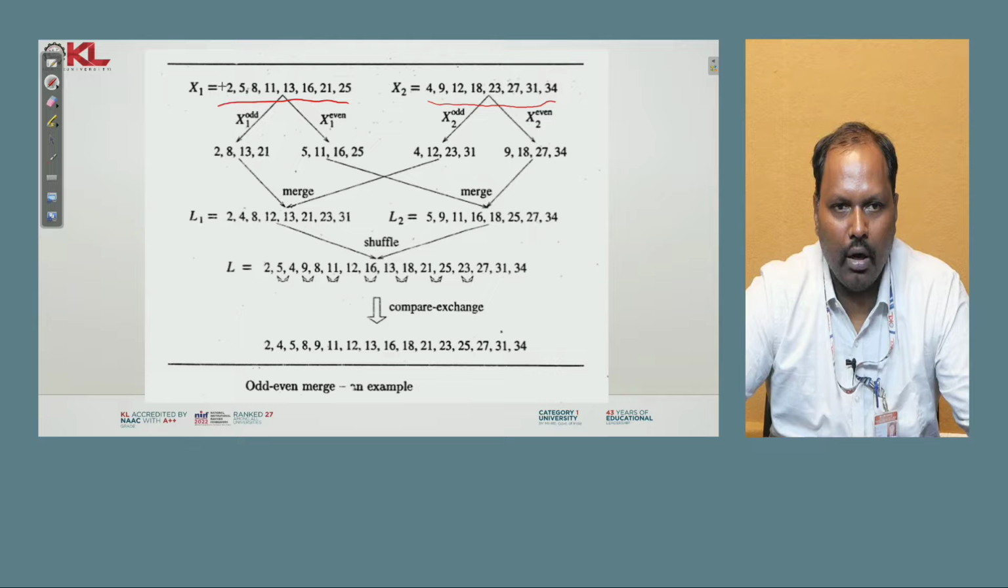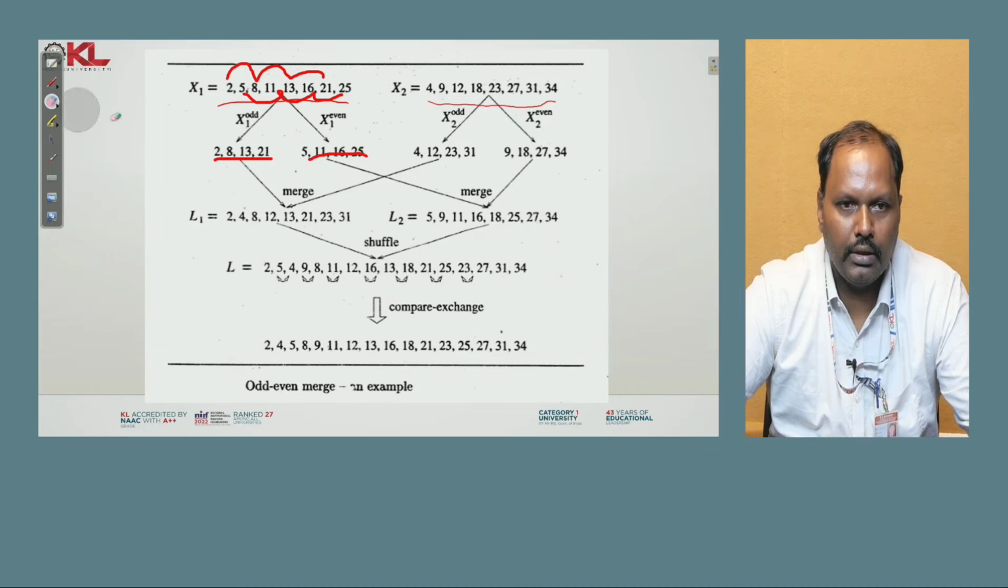For x1, odd refers to position only, don't go by the values. It is not about even numbers or odd numbers. The positions are first, third, fifth and so on. So x1 odd is 2, 8, 13, 21. Then x1 even is 5, from the second, fourth, sixth and eighth positions. These are the x1 odd and x1 even.